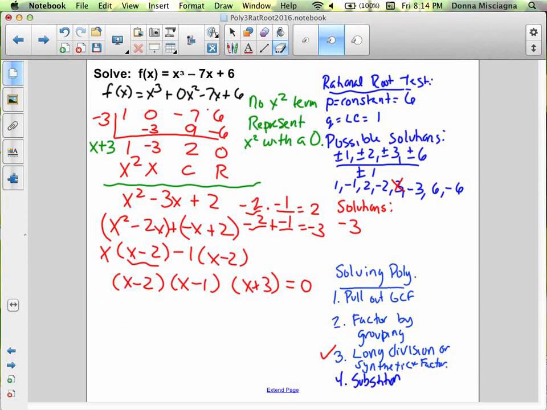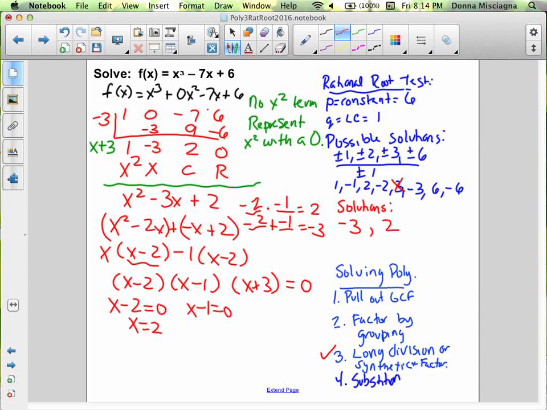Since I have plenty of space here, I won't skip the step. X minus 2 is 0, X equals 2. So my first choice, remember I said if it's not 3, I think it's 2, I should have used 2 because that would have worked on the first try. X minus 1 is 0, X equals 1. And then x plus 3, of course, we know is negative 3. That's the one we got at first, and I already wrote negative 3 up there.